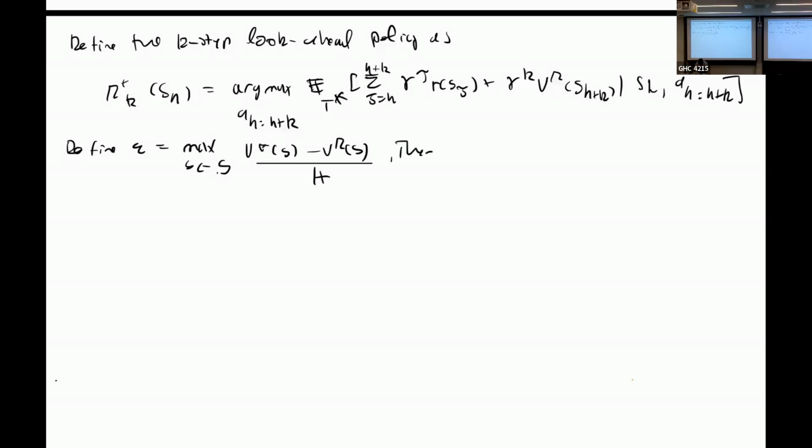Then the claim we're going to prove is that J pi star minus J pi k plus is going to be bounded by something that looks like epsilon times H times (1 minus gamma to the H) all over (1 minus gamma to the k). Discount is that. Yes.